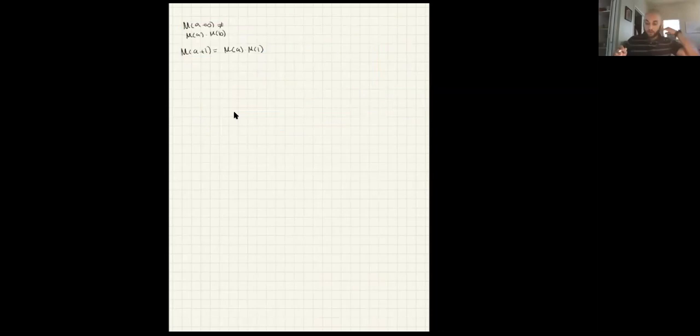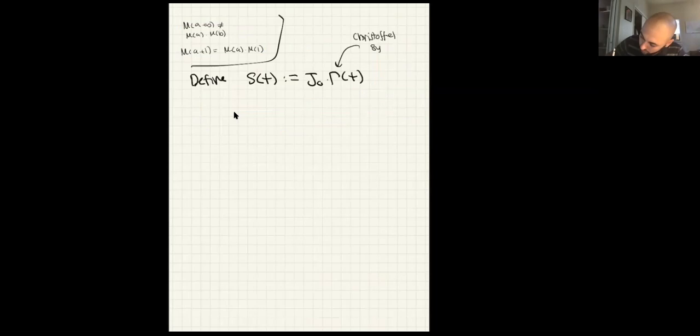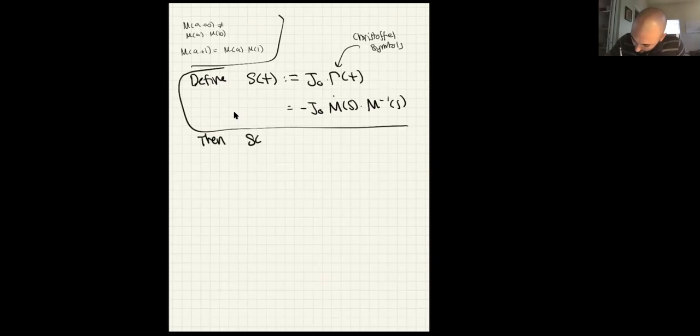Oh, I should also mention one last thing. If you define S of T to be the S1 family of matrices, J naught times gamma of T, I'll just remind you this is the Christoffel symbols. And I'll even write this out, because I don't have it, it's negative J naught M dot of S, M inverse of S. Then you can argue that this is a family of symmetric matrices. So I'll write that: S of t is symmetric for all t in S1.